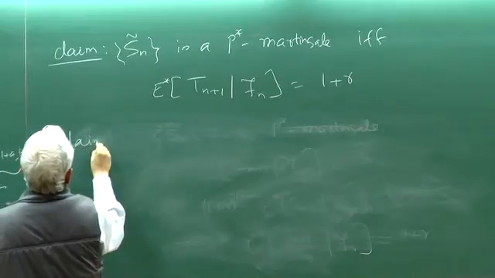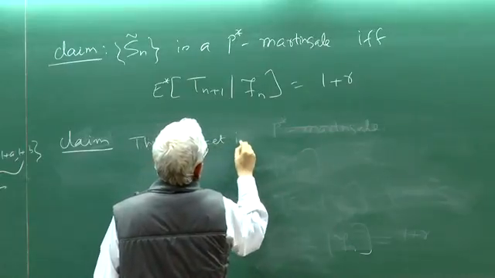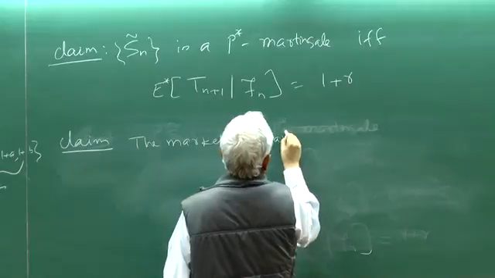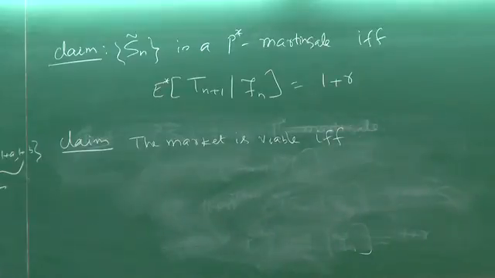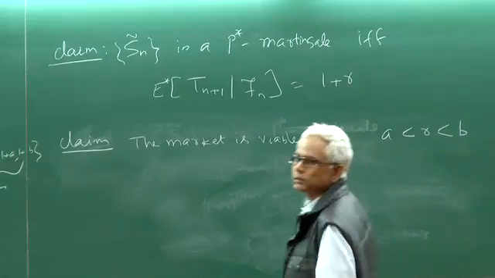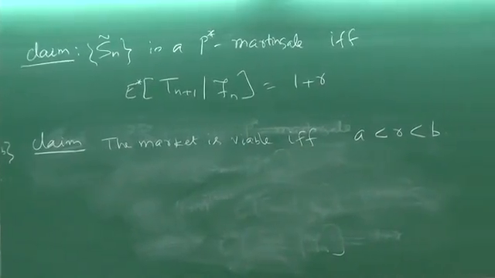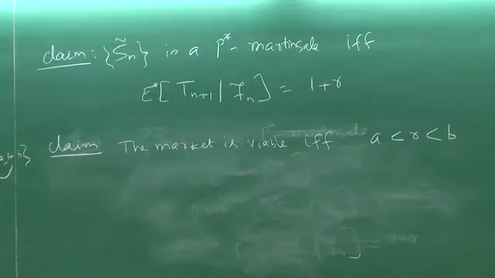Second claim: the market is viable if and only if R lies between A and B. You can't choose arbitrary R. Given A and B, R has a restriction. That means if you are given an R, you have restrictions on A and B. A and B must satisfy this restriction because the stock has to be non-negative, but R must be this.